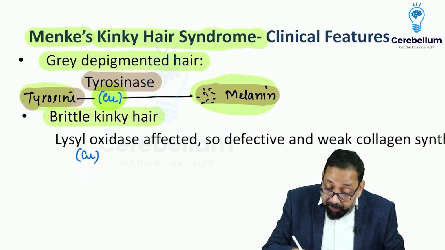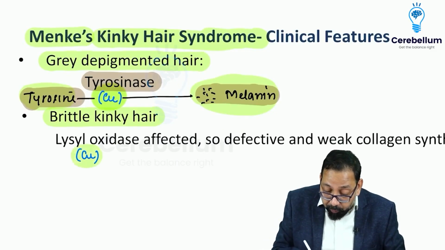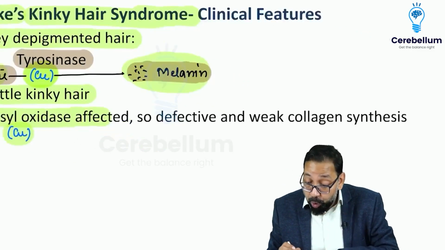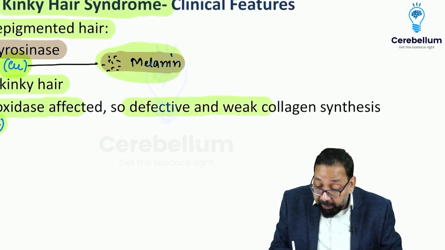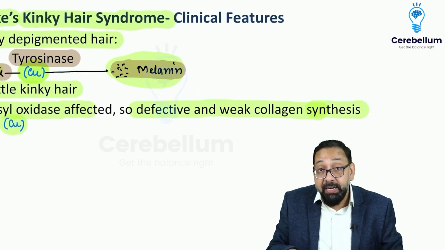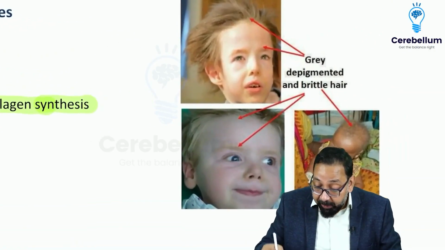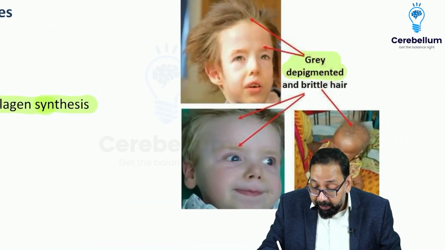As you know, copper is also a cofactor for lysyl oxidase. So lysyl oxidase will be affected, so collagen would be weak and defective. And when collagen is weak and defective, there would be kinky hairs, brittle hairs. Sometimes an image-based question is asked with gray depigmented brittle hair; you may find these images.